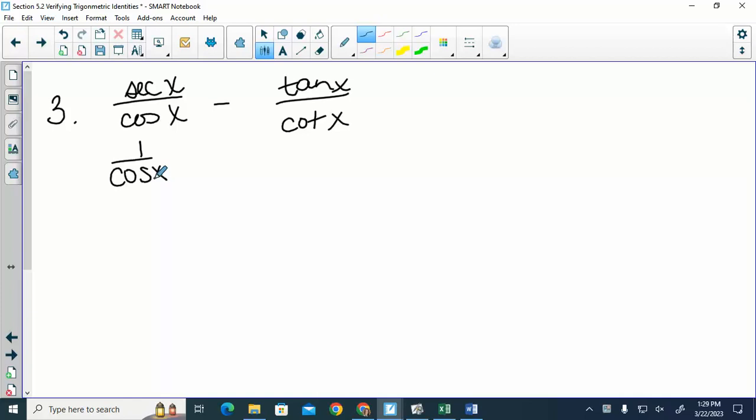So you have 1 over cosine x divided by cosine x, minus tangent, which is sine x over cosine x. And cotangent is cosine x over sine x.